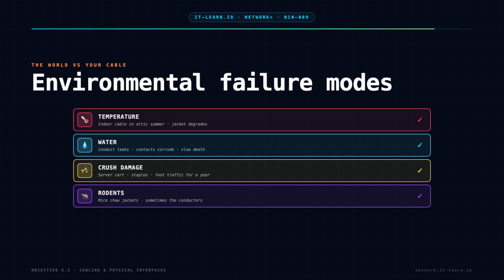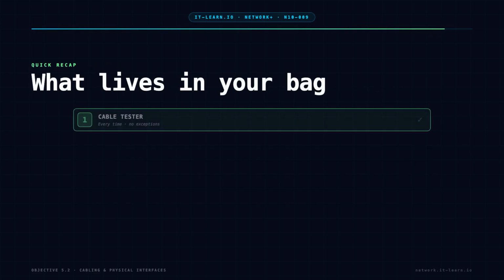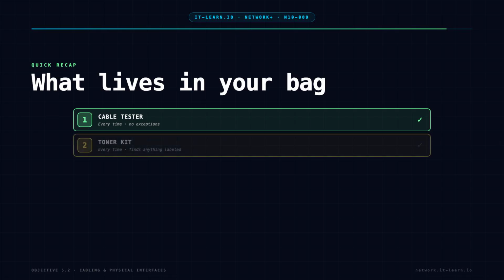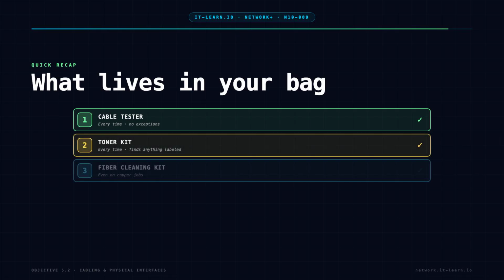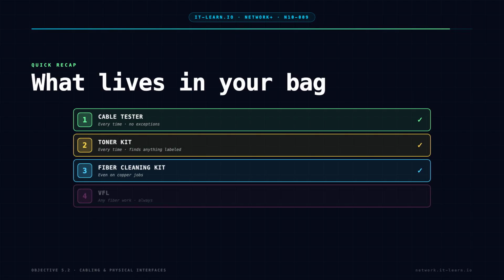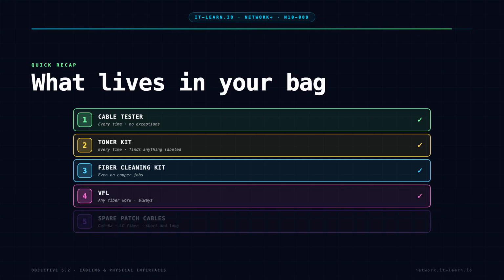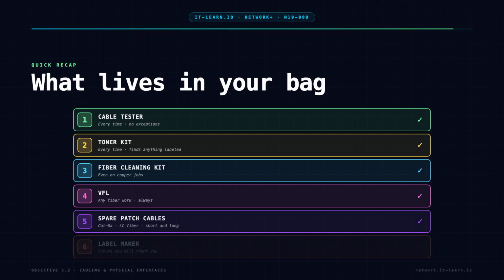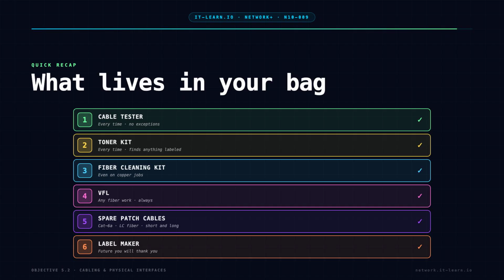Quick recap. In the form of what should be in your cable troubleshooting bag. A cable tester, every time. A toner kit, every time. A fiber cleaning kit, every time. Even on copper jobs, you may end up touching fiber. A VFL for any fiber work. Spare patch cables in the most common categories. Spare optics if you are touching switches. And a label maker, because the next person who has to troubleshoot this run will thank you. And that next person is often future you.